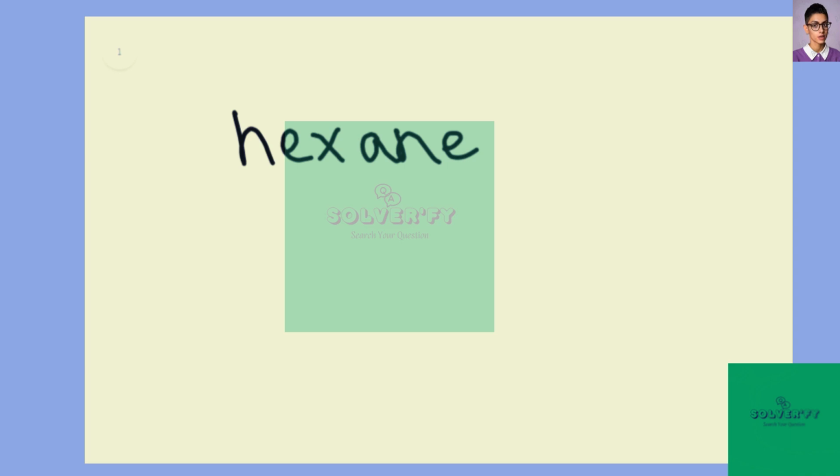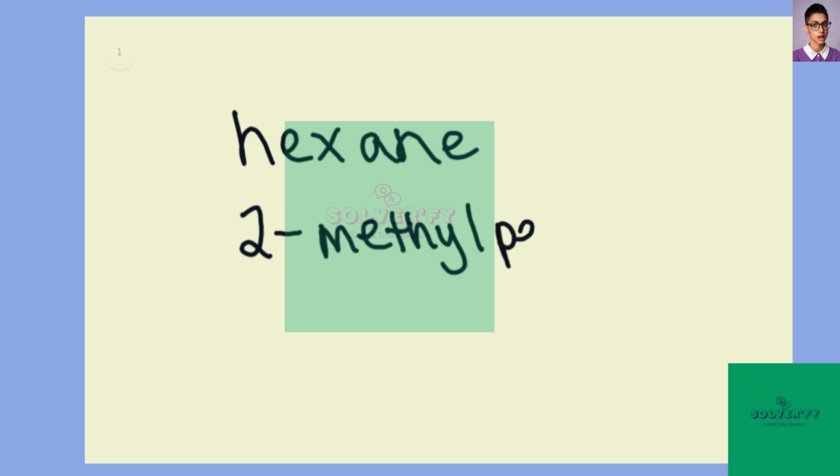And we can see if we number those carbons from 1 to 5, that on that second carbon, there is a methyl group, a CH3 group. So because it's on the second carbon, we would name that 2-methylpentane. Pentane, 5 carbons, all single bonded.